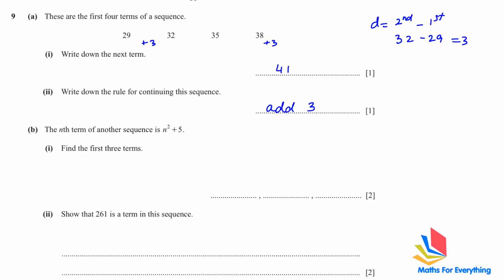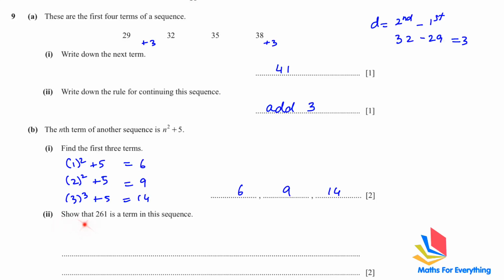Next, the nth term of another sequence is n squared plus 5. Find the first 3 terms. To find the first 3 terms, in place of n, we will substitute 1, 2, and 3. That will give us 6, 9, and 14. So these are our first 3 terms.